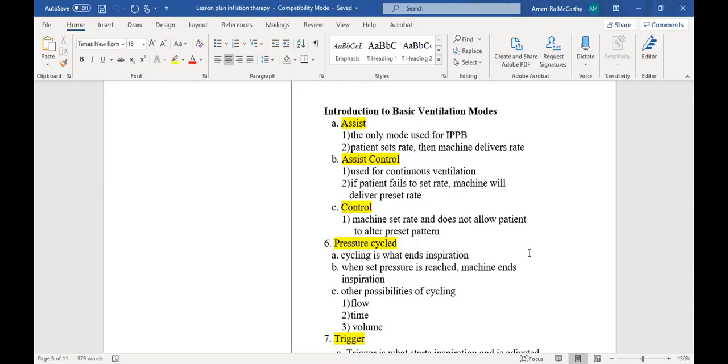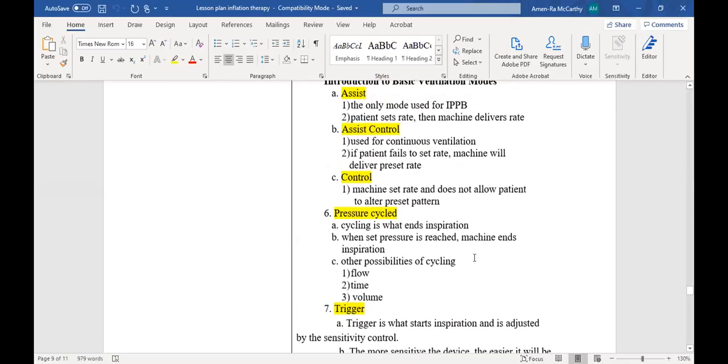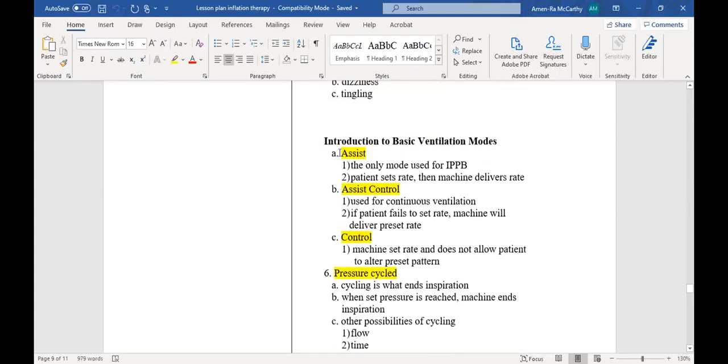All right, so some of the basic modes. You want to get a little introduction to ventilator modes, right? Assist mode, assist control mode, fully control mode, pressure cycle, and trigger. The pressure cycle and trigger are not modes. The modes that I want you to think about are these: assist, assist control, and control. That's what we're going to talk about first.